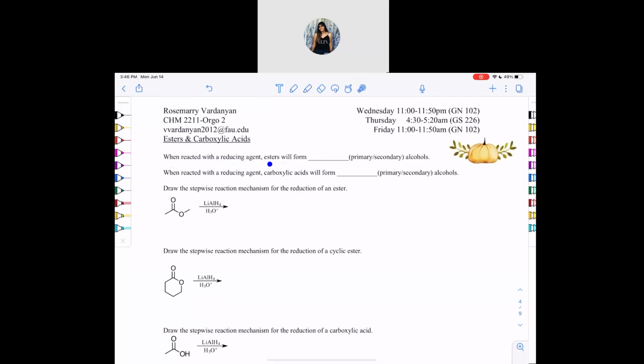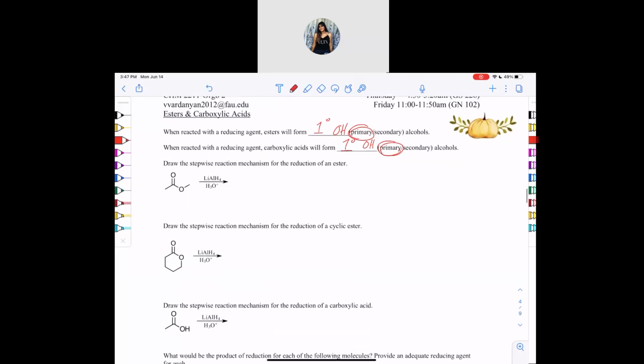So reducing agent plus ester, we get primary alcohol, and the same exact thing for carboxylic acids. We have done this one basically. We did this one because it's the same exact thing.